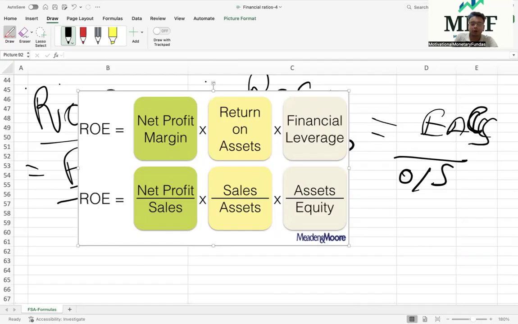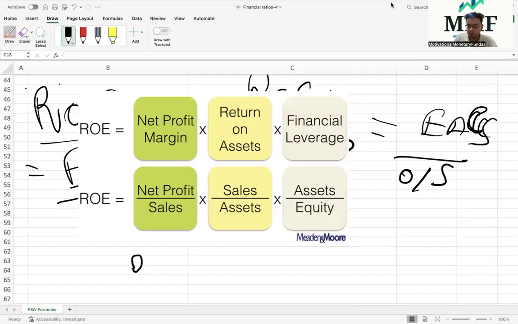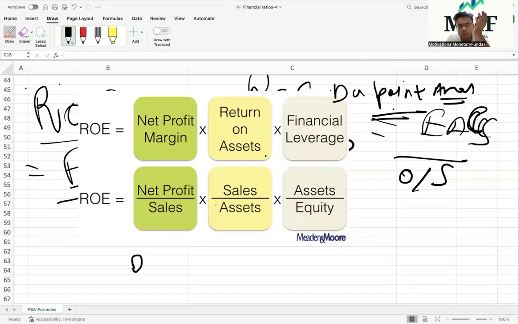We're trying to break down ROE, right? This is something which you call your DuPont analysis. Sometimes in interviews for corporate finance, investment banking, or asset management, they tend to say, "Break down ROE for us." They won't say explain DuPont analysis to us. They use this term, everybody knows, right?